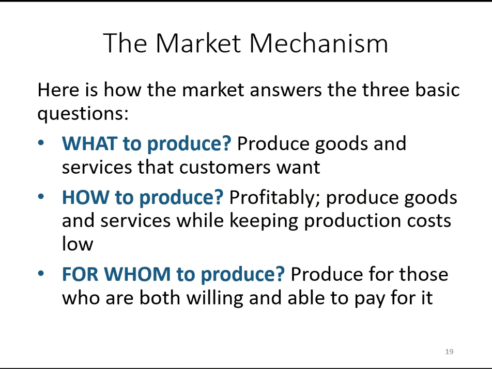And how to produce? If it is profitable, produce goods and services while keeping production costs low, as we just mentioned. So how about you don't treat labor well? You abuse the labor, just try to save the cost, try to achieve profitability. Is that a right way to answer how to produce? And then for whom to produce? They will produce for those who are both willing and able to pay for it. So the problem here is, does that mean the poor people don't deserve to have any goods?